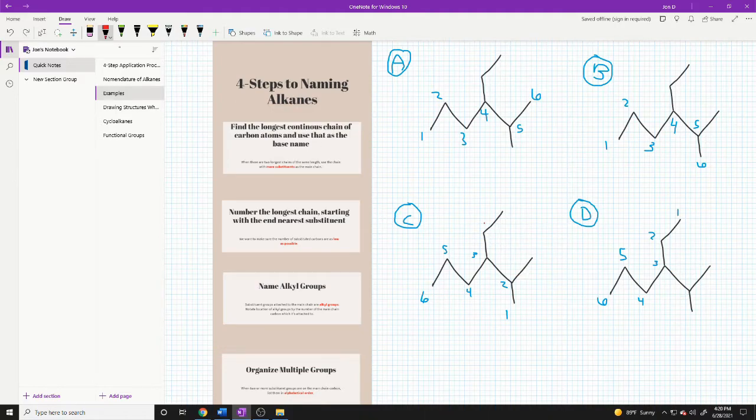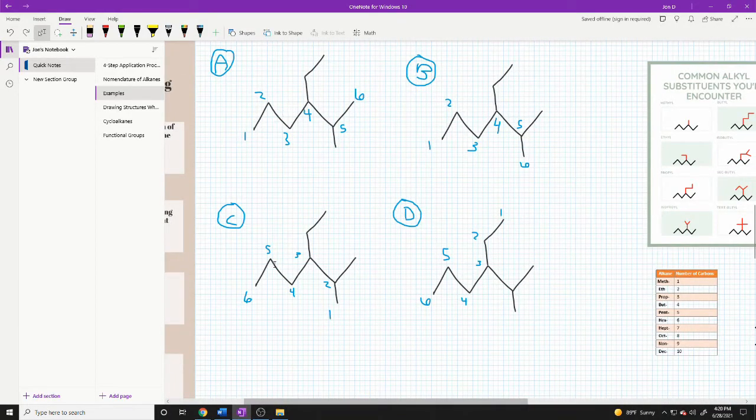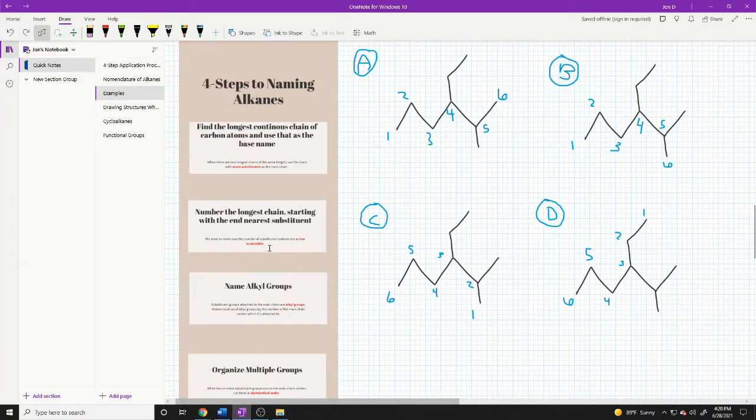So if we go back to the study aid on the right, we can see right here that the longest chain is 6. And the prefix for 6 is hex, and because we are dealing with an alkane, the base name is hexane. Step 2 of the thing we've already done, number the longest chain. And so the next step is step 3, which is to name alkyl groups.